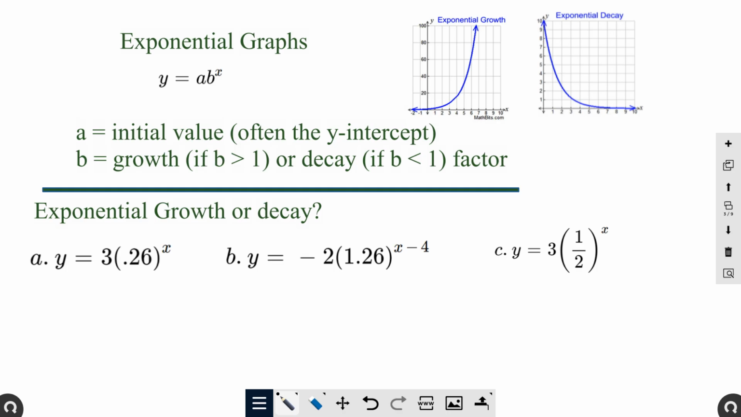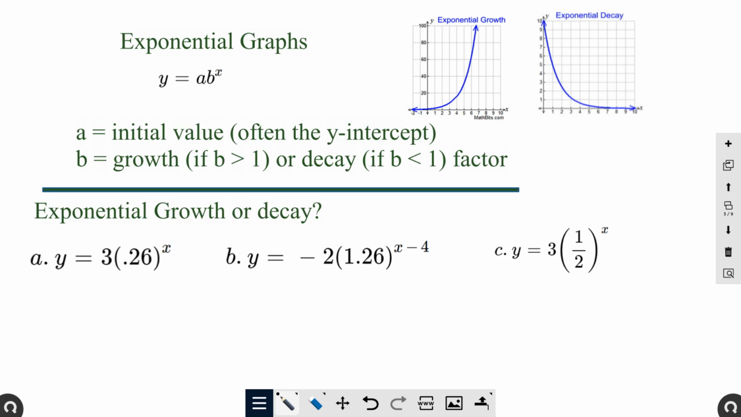So if B is greater than 1, it's considered a growth. And if B is less than 1, then it's considered a decay. You will never have a B value that is negative. That gives you some weird answers. So there won't be anything 0 or negative numbers. I didn't include that in here because you won't see them. And we'll talk about it a little bit more tomorrow when we do some word problems.